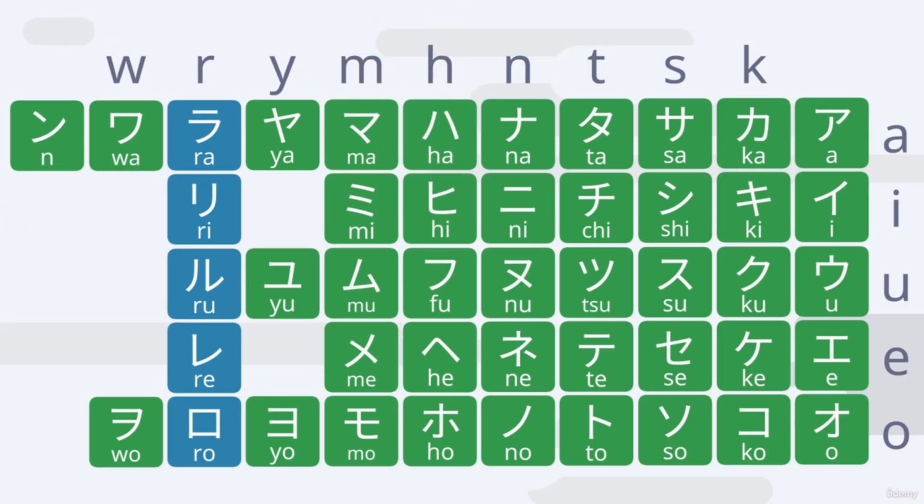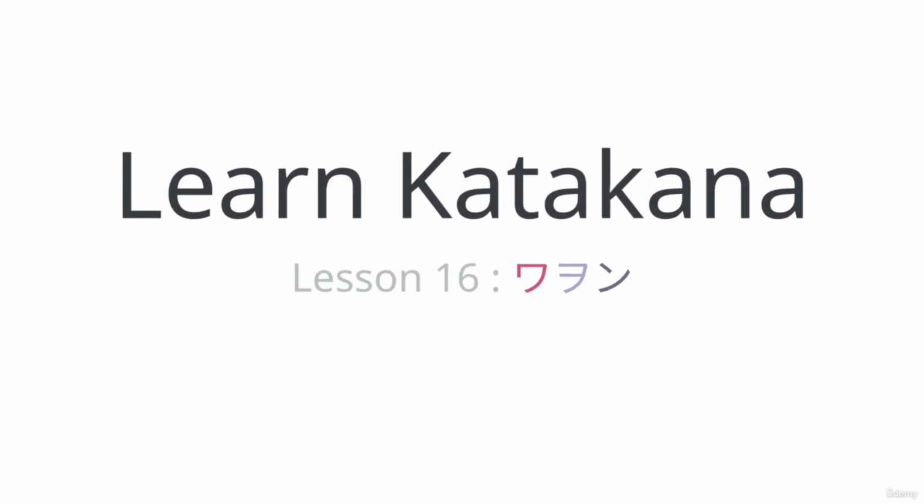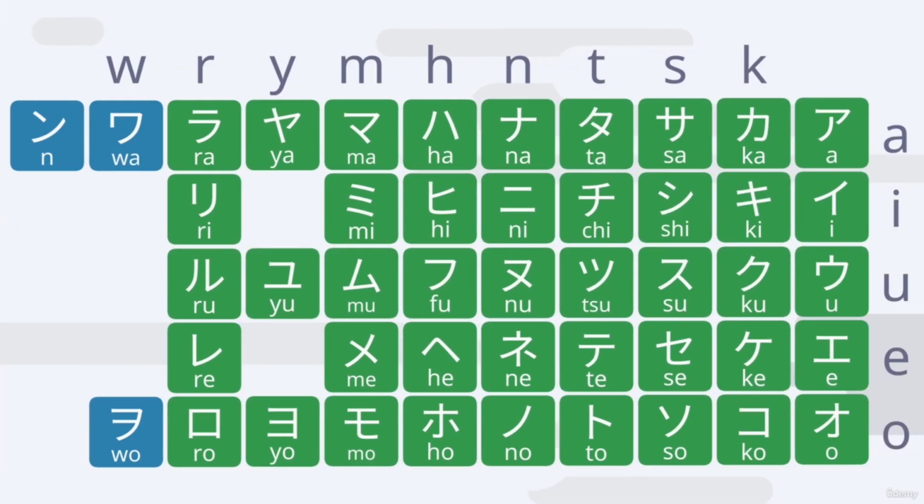We learned the characters ra, ri, ru, re, ro. In the next lesson, we'll go over the characters wa, o, n. See you in the next video! In this lesson, we'll learn the final 3 katakana characters wa, o, n.